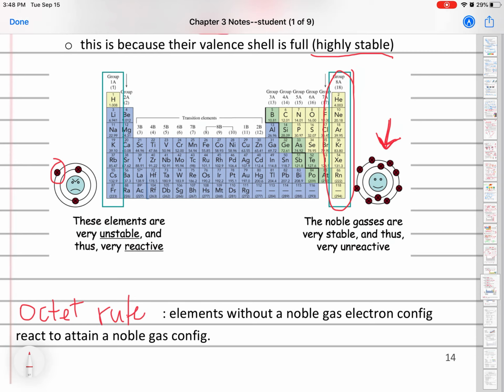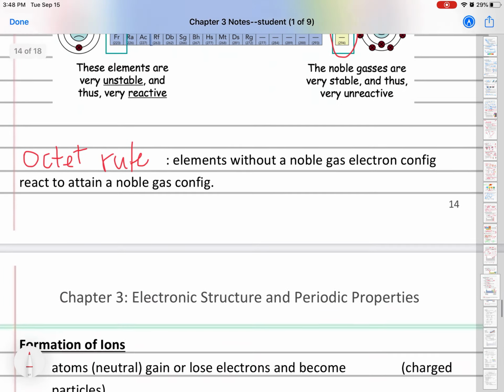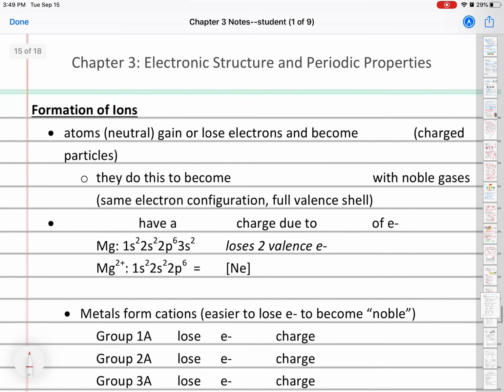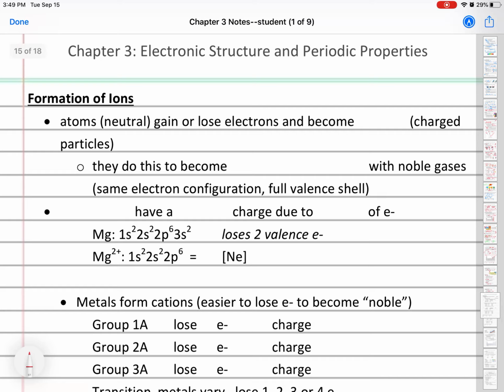This idea that elements really want a noble gas electron configuration. They'll do anything, and they'll do reactions and create bonds in order to fill their valence shell. All right. And one way they can do this is by gaining or losing electrons. And when that happens, they go from being neutral atoms to being charged particles that we call ions. So an atom is neutral, an ion is charged.